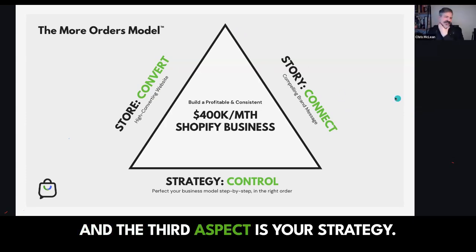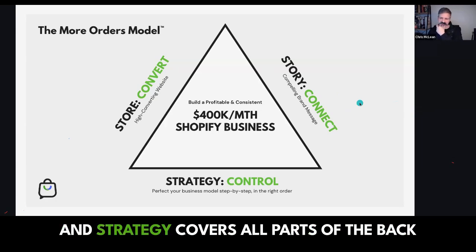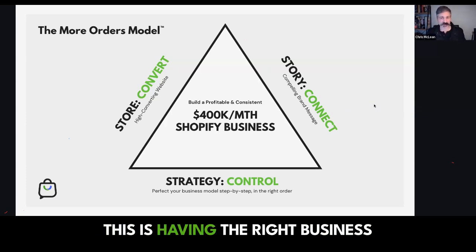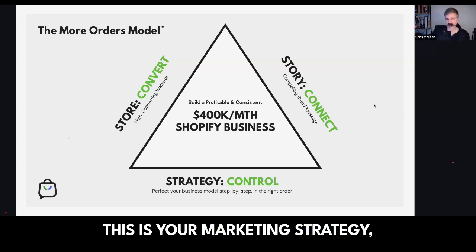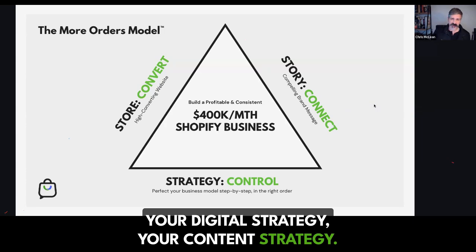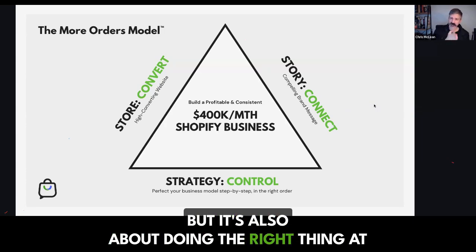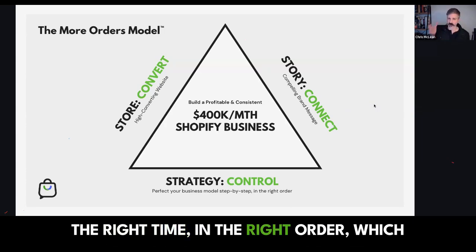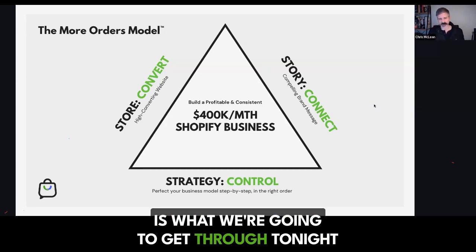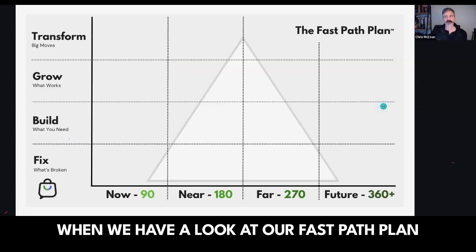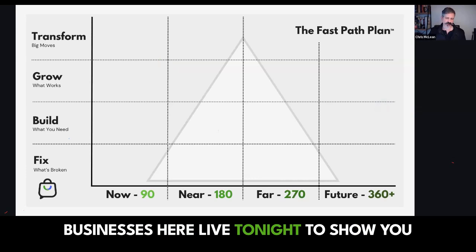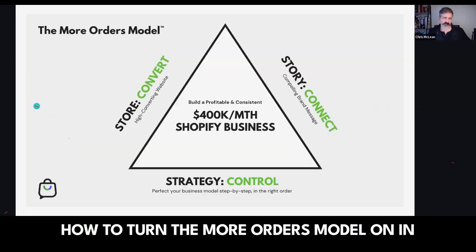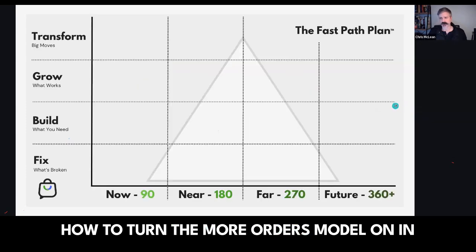And the third aspect is your strategy, and strategy covers all parts of the back end part of your business, right? This is having the right business model, selling the right products. This is your marketing strategy, your digital strategy, your content strategy. But it's also about doing the right thing at the right time in the right order, which is what we're going to get through tonight when we have a look at our fast path plan, which we're going to run for a couple businesses here live tonight to show you how to turn the more orders model on in your business.